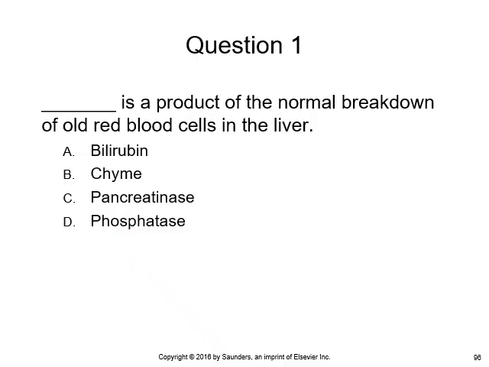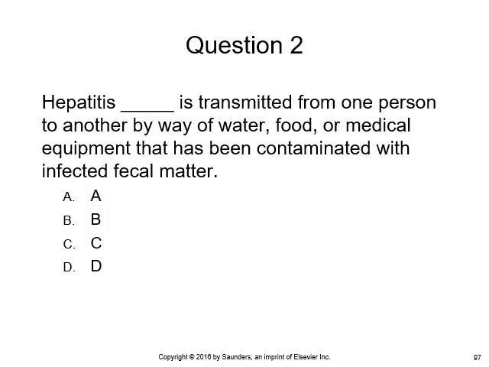Blank is a product of the normal breakdown of old red blood cells in the liver. Answer: bilirubin, A. Hepatitis blank is transmitted from one person to another by way of water, food, or medical equipment that has been contaminated with infected fecal matter.